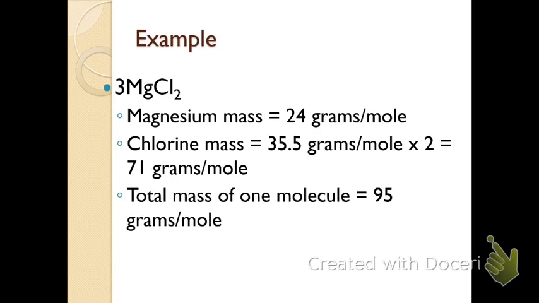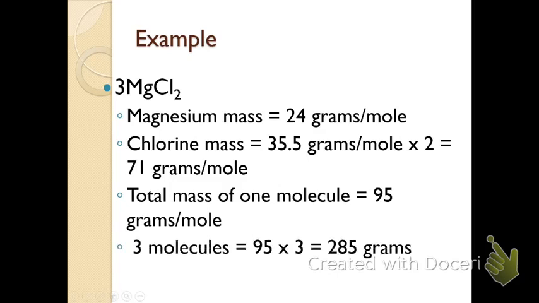So 3 magnesium, 6 chlorines, right? Or you could just say the magnesium and the chlorine in 1 molecule gives you your total, and then multiply it by 3. So whichever way is easier for you. So either way, you calculate the mass of the molecule, and then you multiply it by 3. Or, again, you could take magnesium, take 24 times 3. You could take chlorine, take 35.5 times 6. And that would give you 285 grams total.